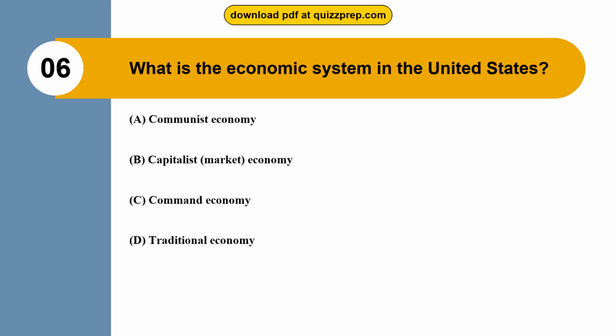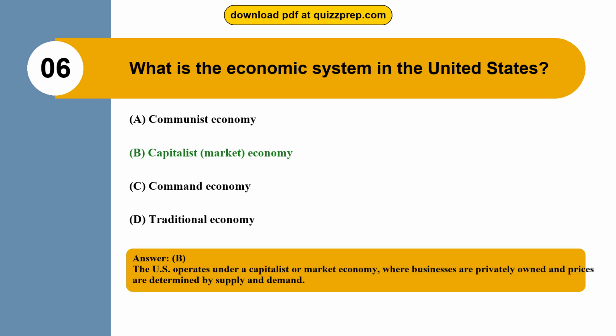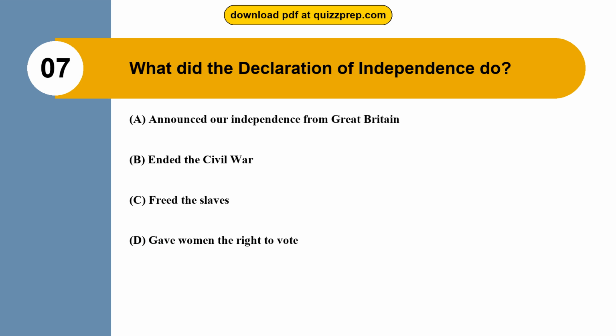Question 6. What is the economic system in the United States? Option A, communist economy. Option B, capitalist, market economy. Option C, command economy. Option D, traditional economy. The correct answer is option B, capitalist, market economy. The U.S. operates under a capitalist or market economy, where businesses are privately owned and prices are determined by supply and demand.